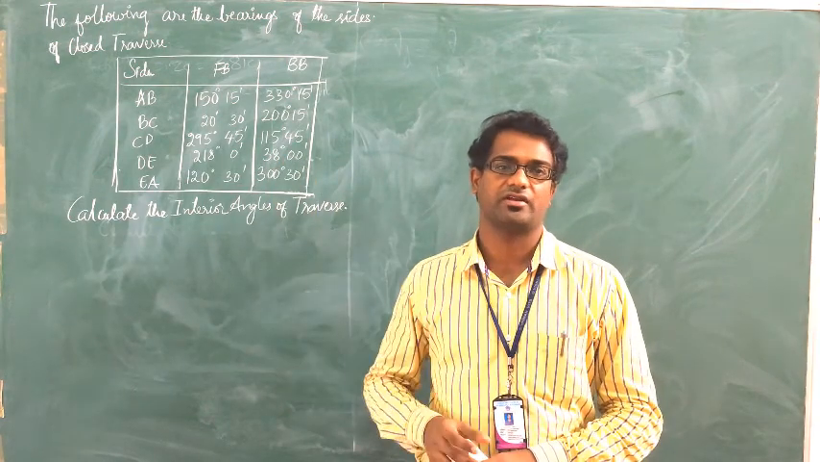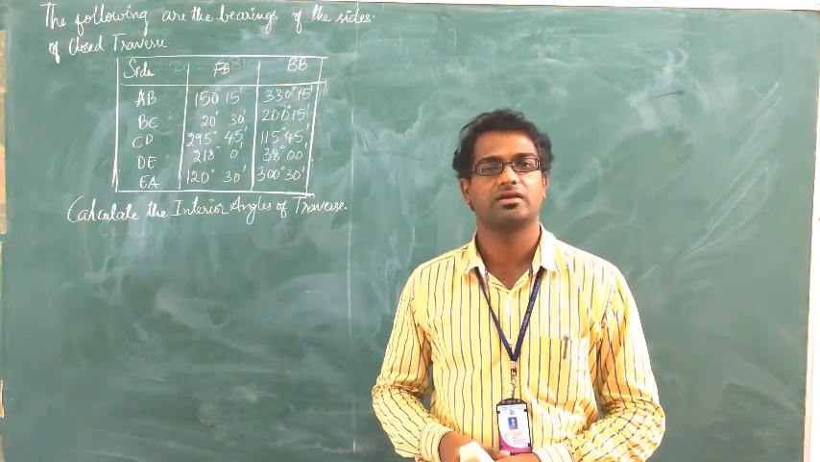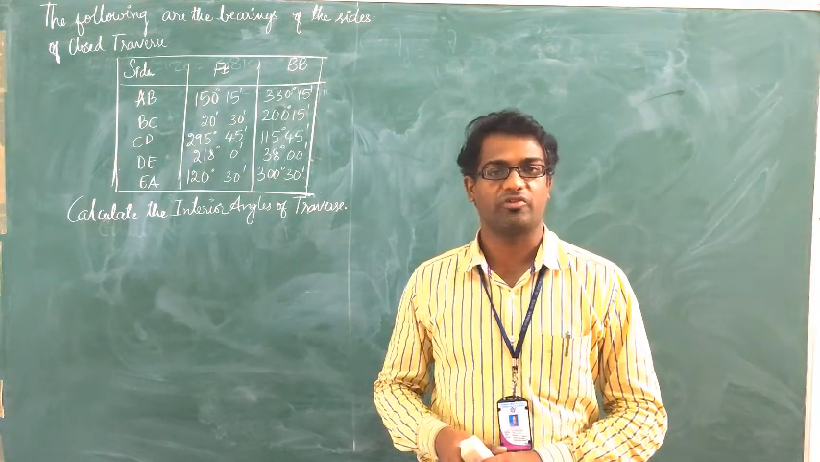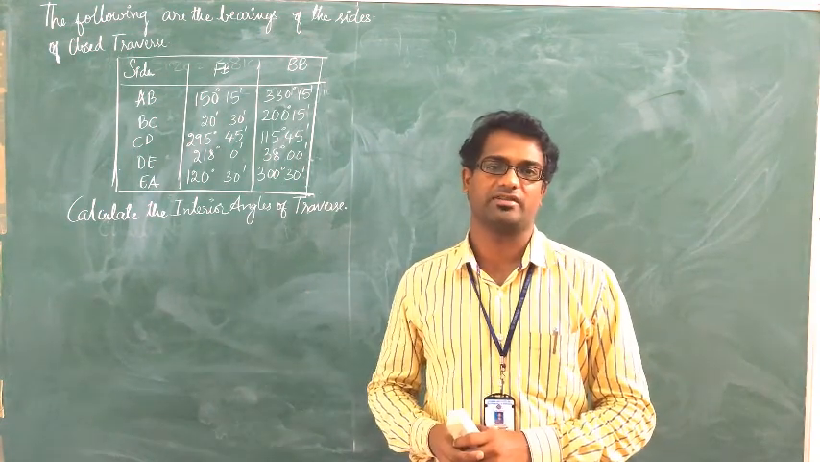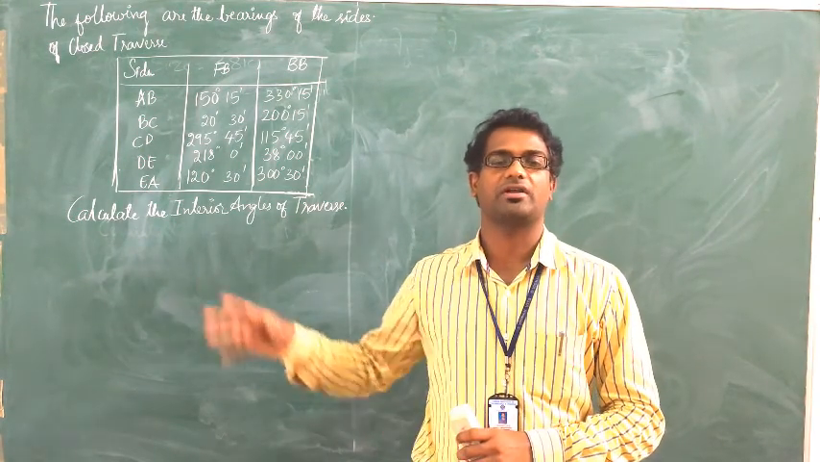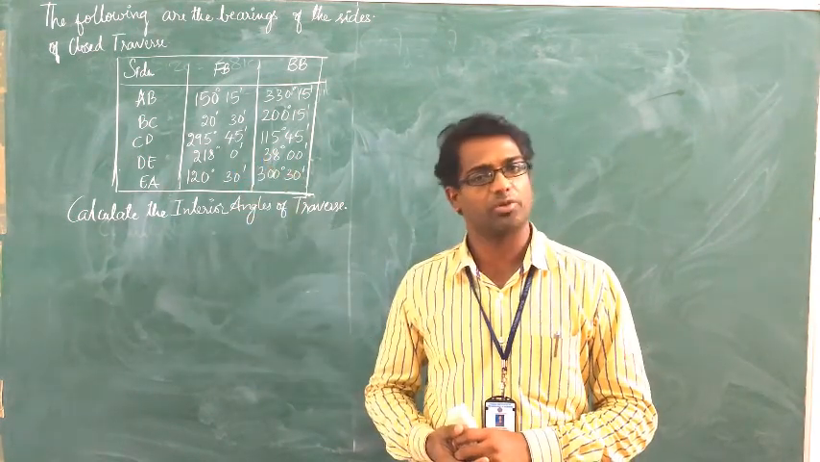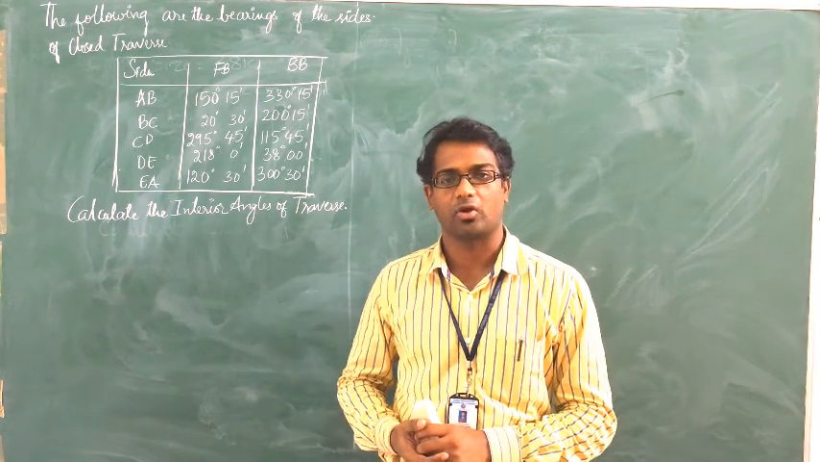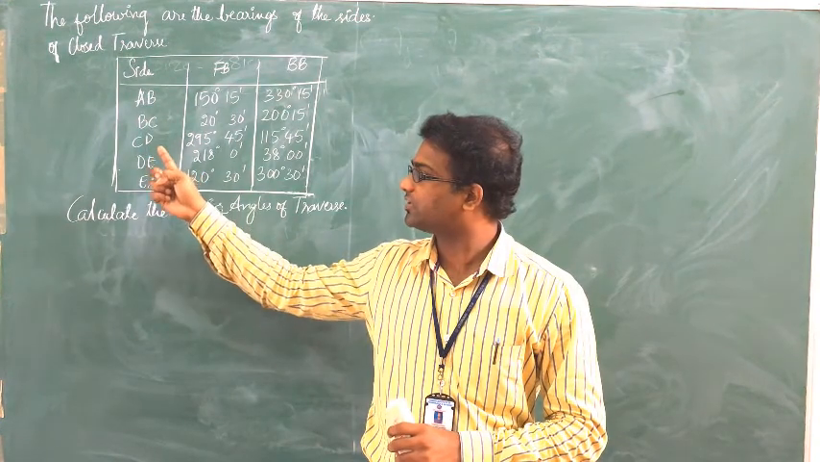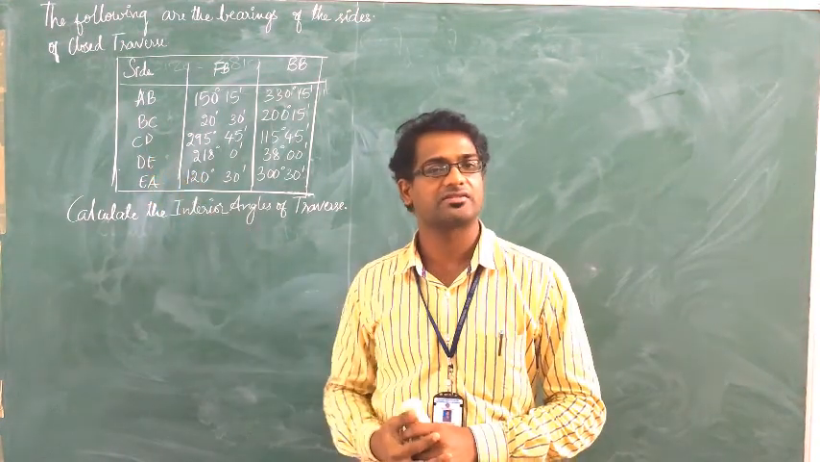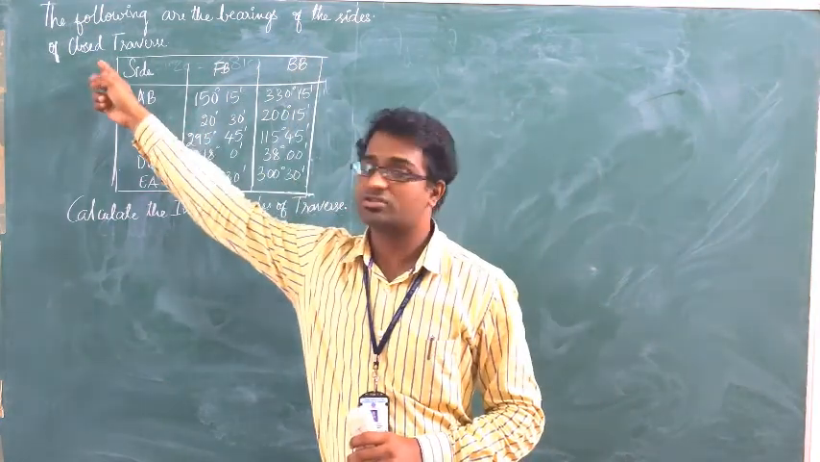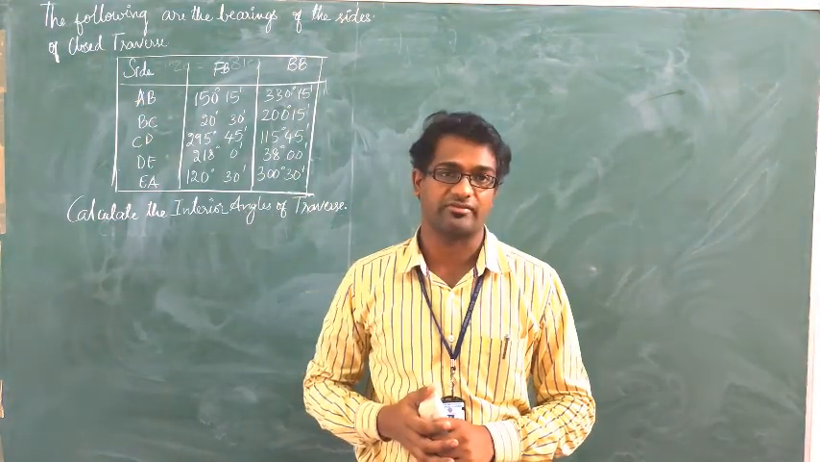You are given traverse details and you need to find out the interior angles. Before we start solving this problem, we will learn what actually this data is all about. Now he gave 1, 2, 3, 4 and 5 sides of a closed traverse. You know closed traverse.